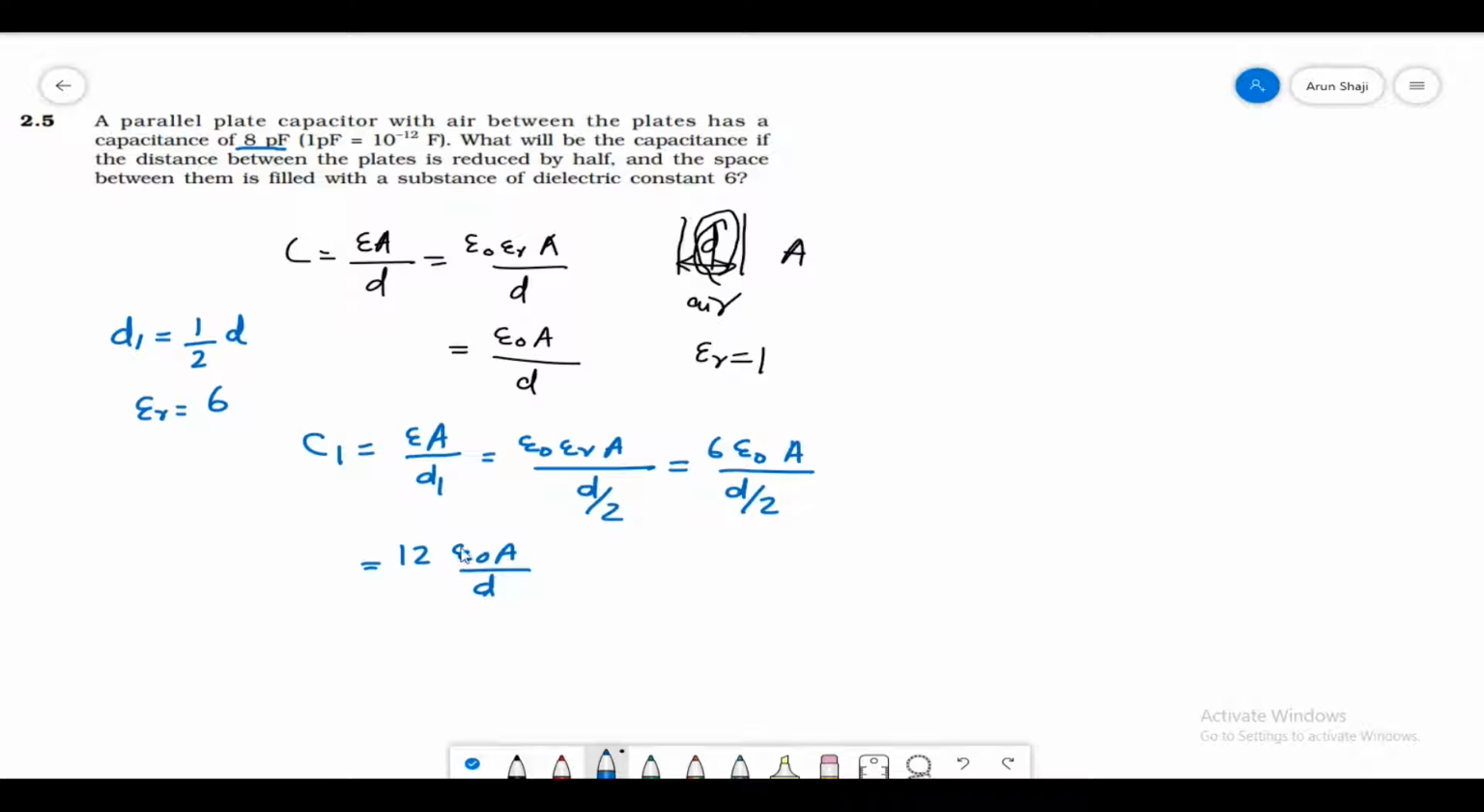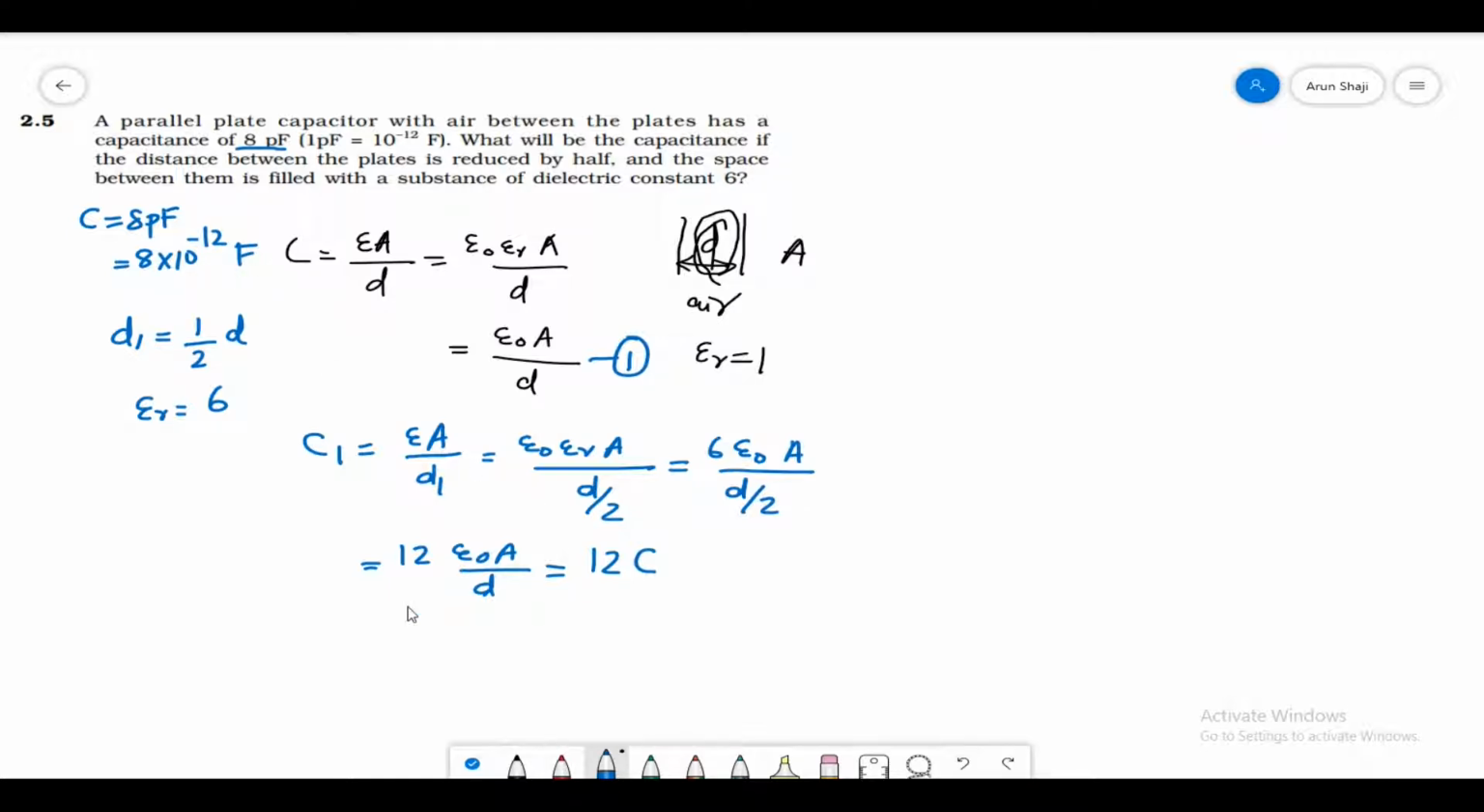And now what is epsilon naught A divided by D? That is equal to the first capacitance, so that is equal to 12 times C, you can write, right? Because in equation number 1 we have epsilon naught A by D equal to C. What is the value of C? C is equal to 8 picofarad. So what is 8 picofarad? 8 into 10 to the power minus 12 farad, right?